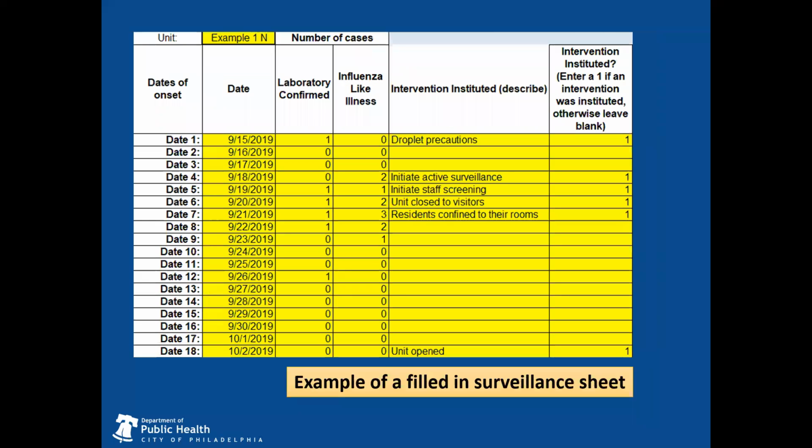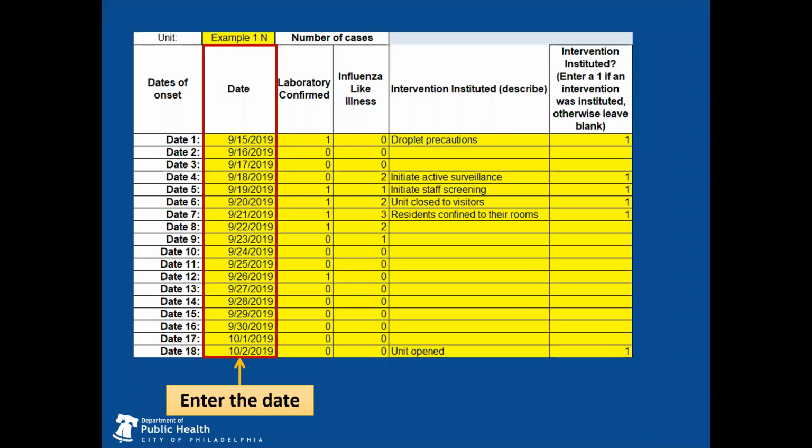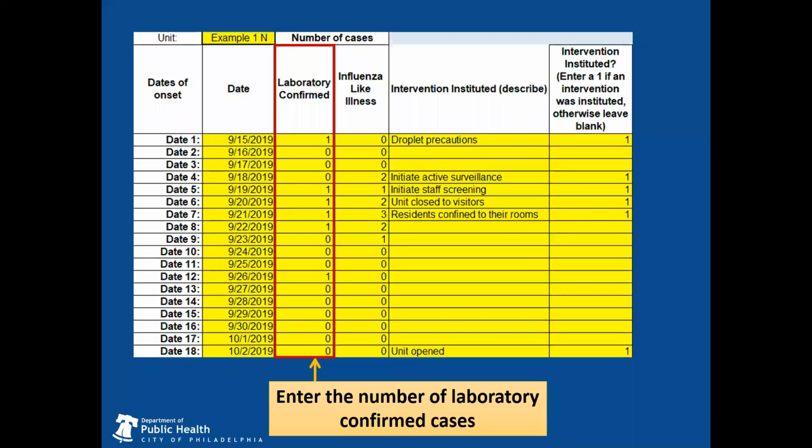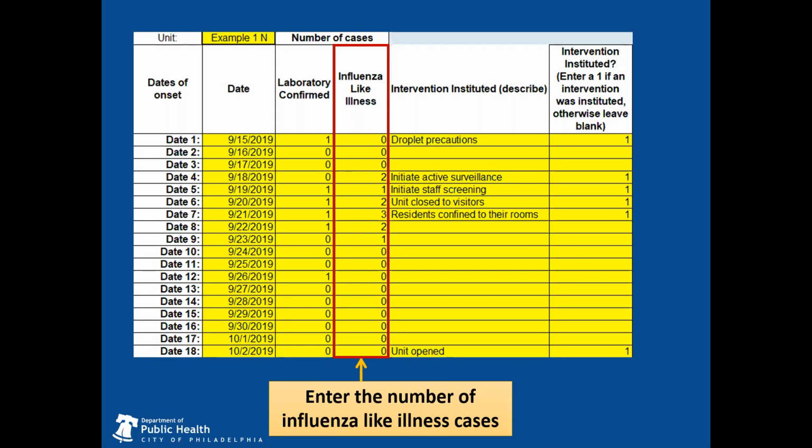And this is an example of a filled-in surveillance sheet. So we have, for example, 1 North, the date of onset, the first day that we got a laboratory-confirmed case of influenza, and we immediately instituted droplet precautions. So I'm going to go through this intervention instituted column. After we discussed that, you would enter the date, you'd enter the total number of laboratory-confirmed cases, and the number of influenza-like illness cases that were perhaps not laboratory confirmed.